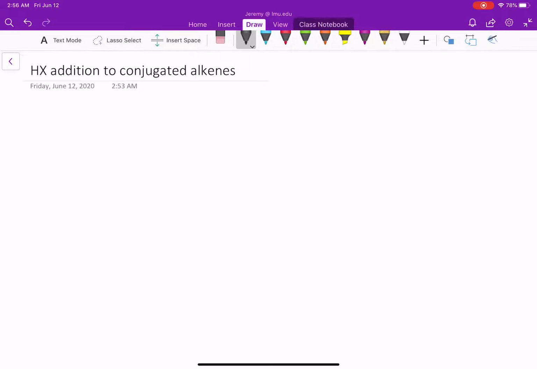All right, so we're now going to talk about our first reaction with conjugated alkenes, and that is our HX addition to conjugated alkenes. So this was one of the first reactions we learned, right? If you take an alkene and treat it with HBr, remember we're going to follow Markovnikov's rule.